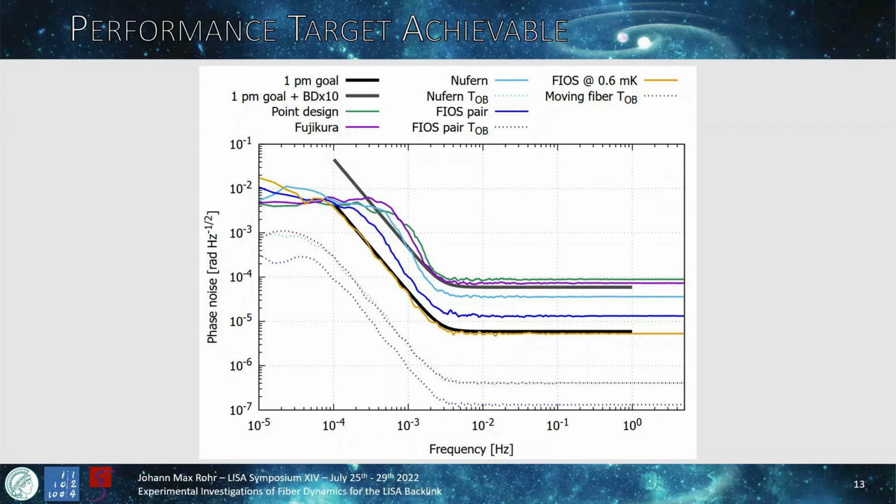The increase in performance here is mostly attributed to the overall total fiber length, which is shorter than with the comparisons before, but still, it's possible to reach the performance goal. Alternatively, we can also reach the performance goal without balance detection by applying the stricter temperature requirement, in this example here, of 0.6 millikelvin per square root of hertz, and this is shown in the orange line.